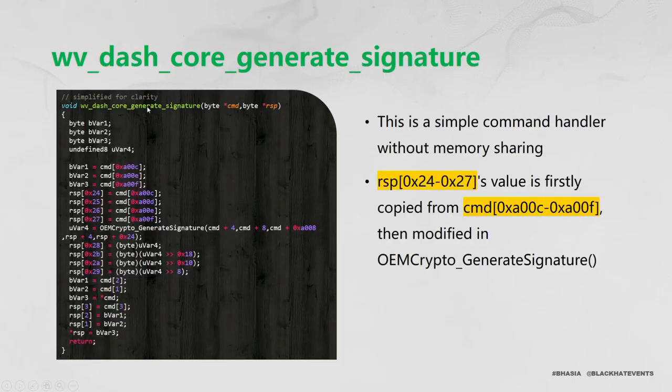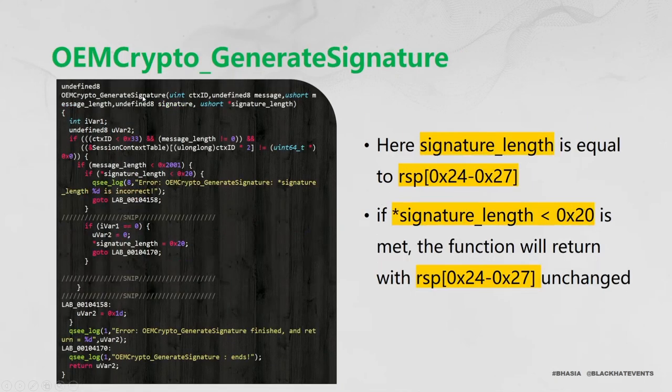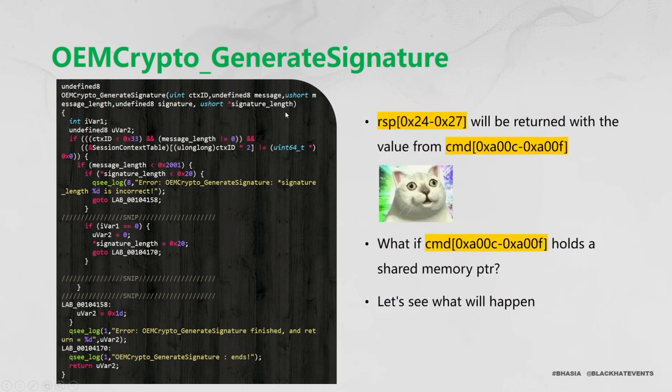Here, we're looking into the generate signature function. It is also a command handler in Widevine. It will copy part of the command buffer to the response buffer. Then this part of the response buffer will be used as a parameter to the generate signature function, and in that function the parameter will get updated. But if there is an error, this function will return early and leave this value unchanged, which means that there will be a copy from the command buffer to the response buffer, and there is a chance that it will not get modified and will be returned to the user.